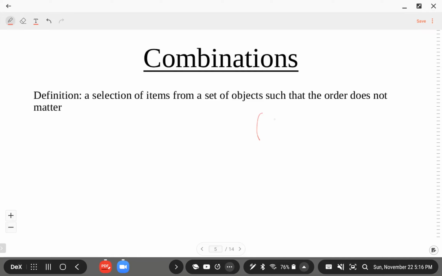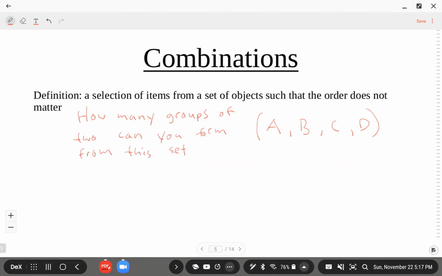So you have, let's say, A, B, C, and D. Let me write out a question. How many groups of two can you form from this set, A, B, C, and D? This is a very basic combination question.